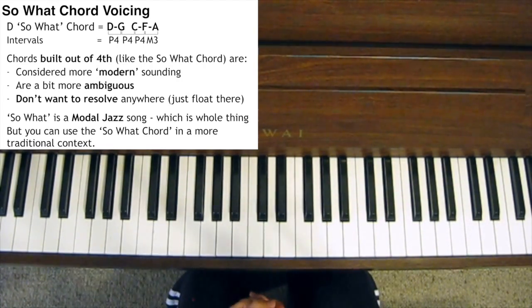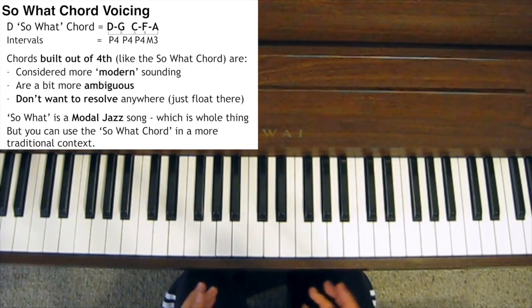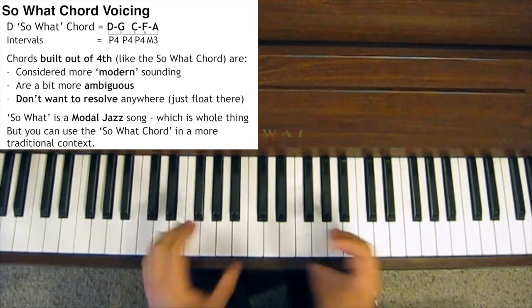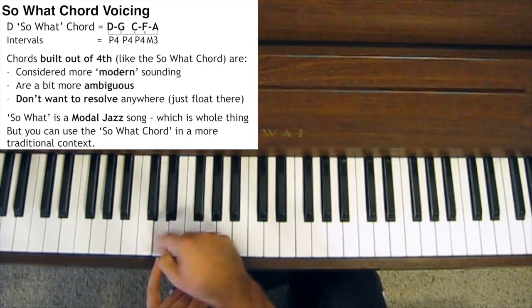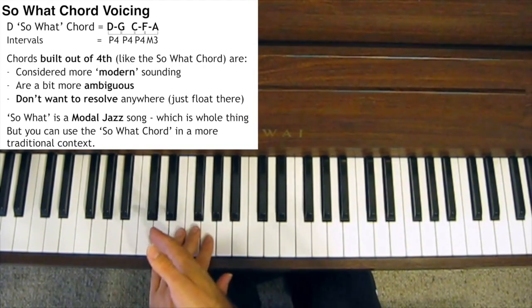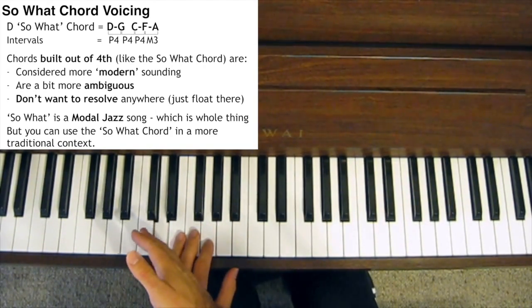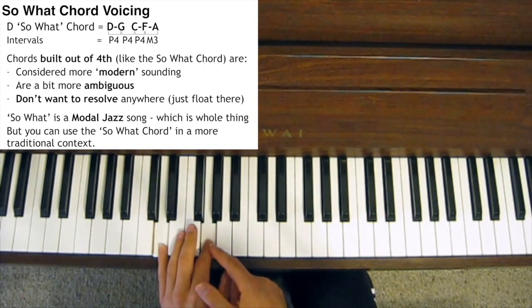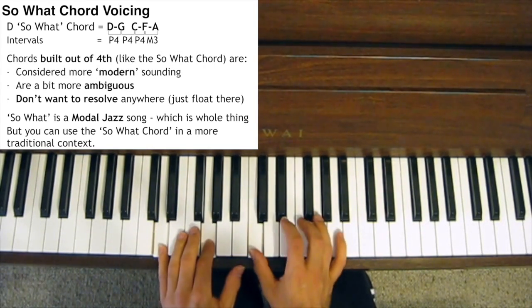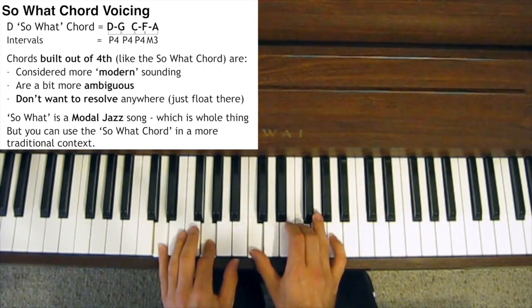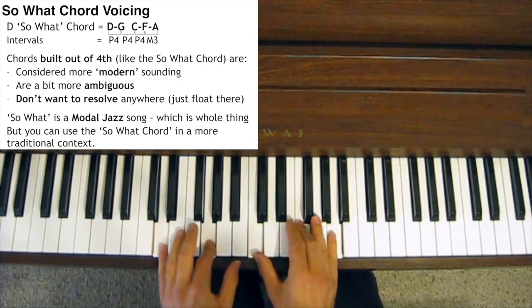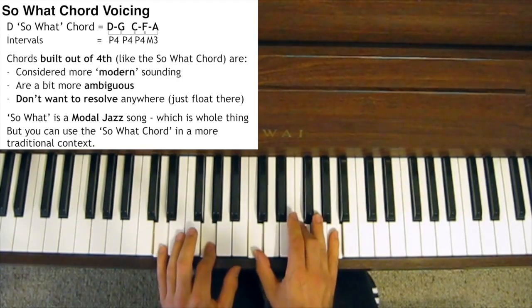Now let's take a closer look at how this chord is built. So we're going to play a D So What chord voicing. So that's obviously a So What chord beginning on the note D. So obviously you play the root, which is the D, then you go up a perfect fourth, and then another perfect fourth, and then another perfect fourth, and then a major third. So that the chord sounds like this.